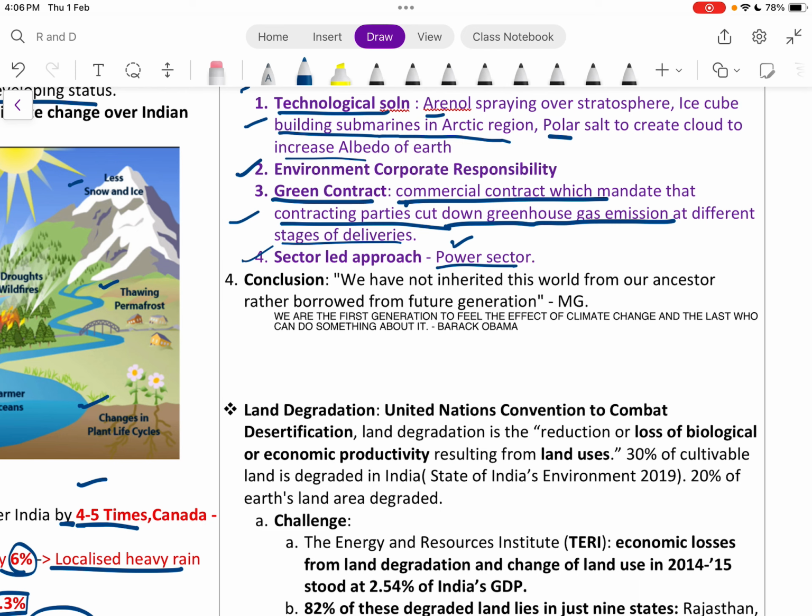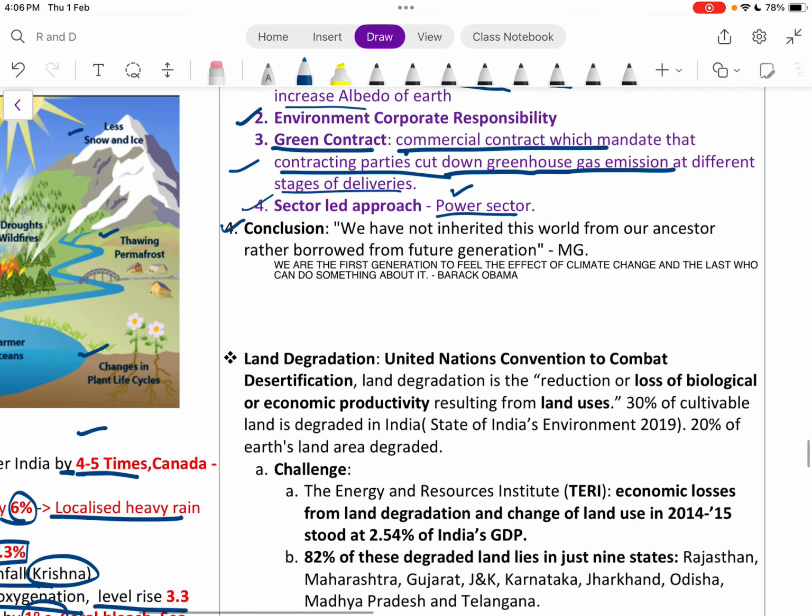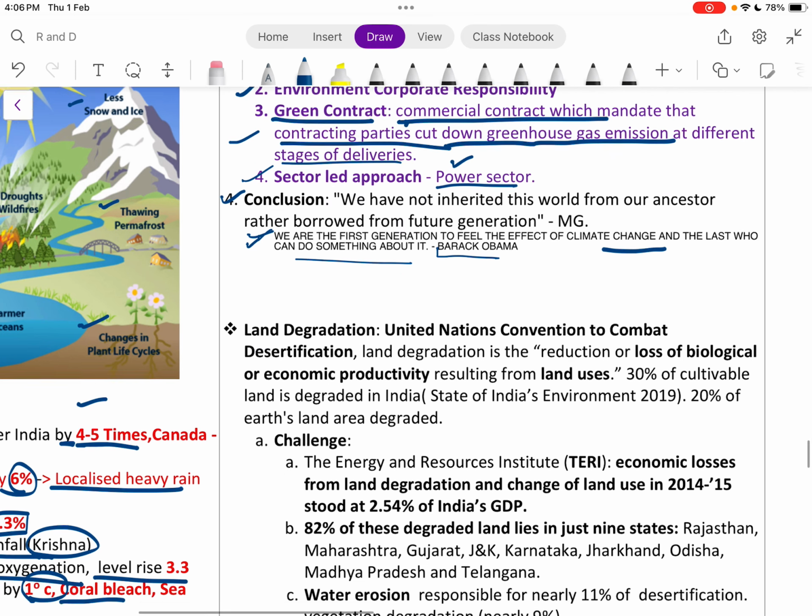What is the conclusion? We have not inherited this world from our ancestors, rather borrowed it from future generations, Mahatma Gandhi. We are the first generation to feel the effects of climate change, and the last who can do something about it, Barack Obama. So you can quote this one also.